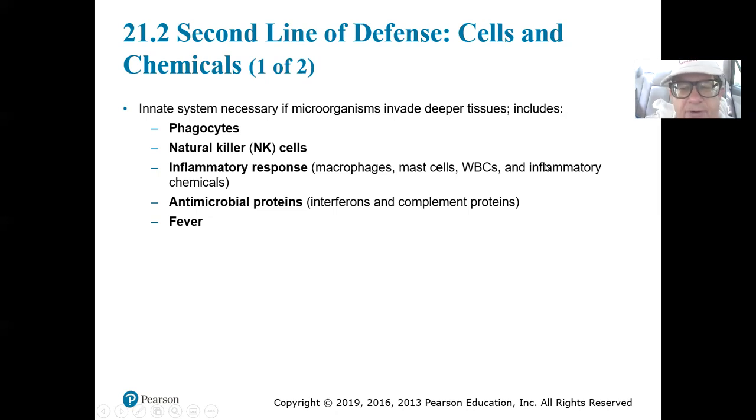So the inflammatory response, we'll talk about that later, but you're going to have the vessels get more permeable. You're going to have a lot more fluid leak out. You're going to have a lot more blood going to the area, which makes it easier for white blood cells to go to the area. Antimicrobial proteins, interferons, and complement proteins.